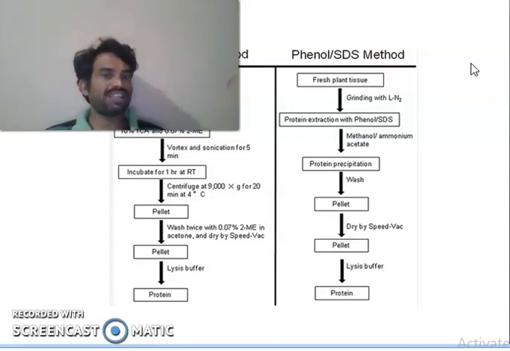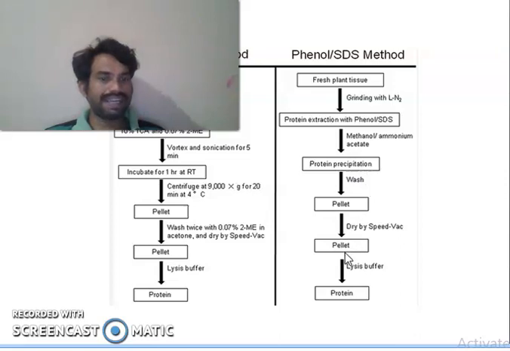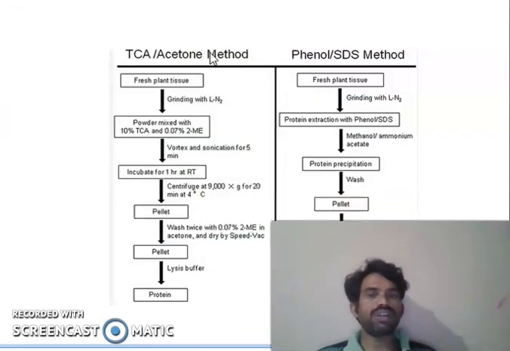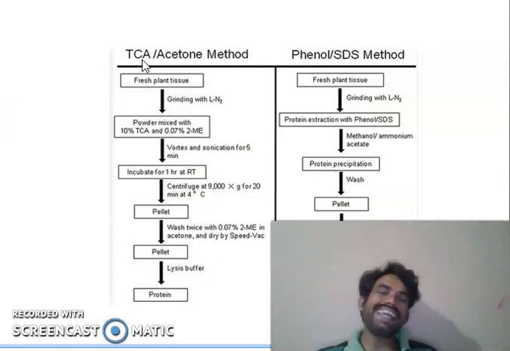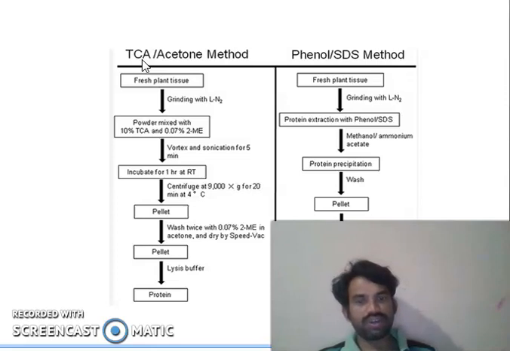Then after, you can see the phenol SDS method. Take the plant tissue, grind it in liquid nitrogen. Then for protein extraction use phenol and SDS, and methanol, ammonium acetate. Then after phenol protein precipitation, wash the pellets and dry by speed vacuum, and then add lysis buffer to the pellet, and the protein will come. These are the two methods to extract proteins from plants.